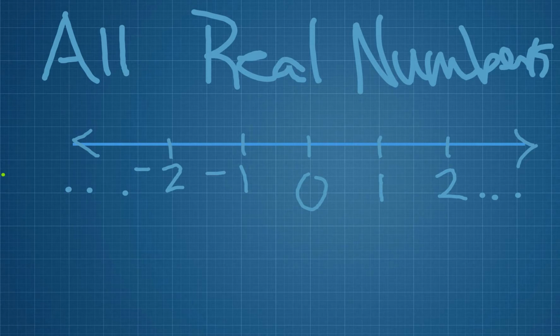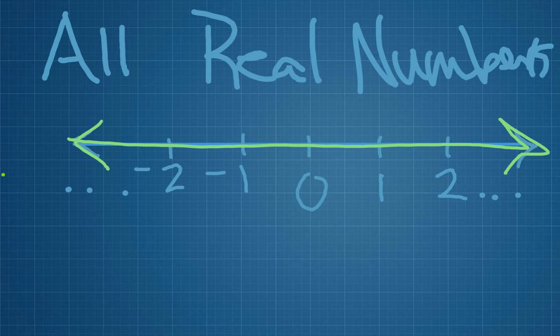So here's one way to do it, okay? We could use the number line, right? The number line itself is representative of the real numbers. So you would shade the entire real number line. Another way to do it, let's go with interval notation, okay?